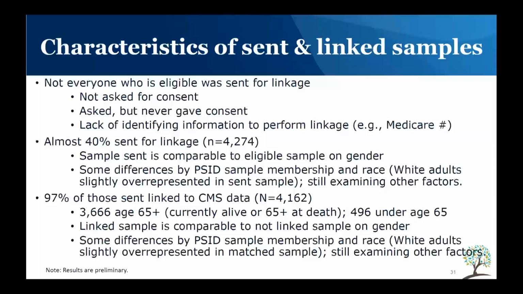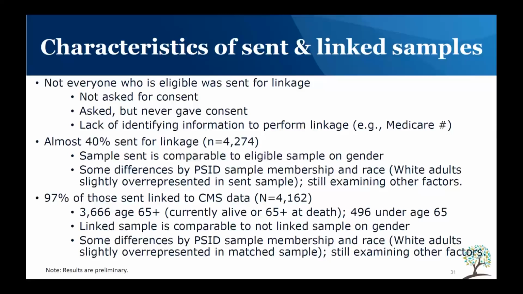So not everybody who is eligible was sent for linkage, and there's sort of three main reasons people might not be sent for linkage. The first is if we didn't ask them for consent, and that could be for a variety of reasons. Sometimes they attrited from the study too soon, or they just weren't present during the right years. There are also people that we ask for consent, as I showed you before with our consent question, but they don't provide consent. We do not send them on for linkage. And then there are people who consent, but they don't provide the information we need to link them. So for instance, we do require the Medicare number from people who consent to linkage, or we have other kinds of identifying information. If we don't have it, we don't send them on for linkage.